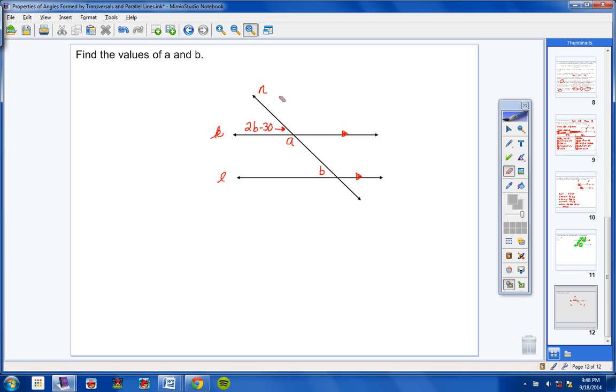Okay, students, go ahead and copy this diagram on your notes, please. We have parallel lines K and L with transversal N. And then this angle right here is 2b minus 30. This angle here is angle A. And this angle here is angle B. Notice we have the parallel symbols right here, so K and L are parallel. Go ahead and copy all of this in your notes, students, and then let's find the values of A and B. I'll give you just a second to copy this down.